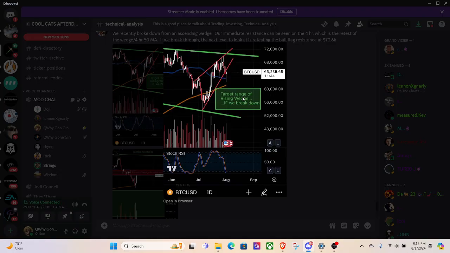So if we were to break above that pattern, then we can start looking at higher targets like retesting the bull flag resistance. But as of now, we've seen a break of an ascending wedge. So personally, I'm expecting lower prices than we've seen so far since this last visit to 70K.